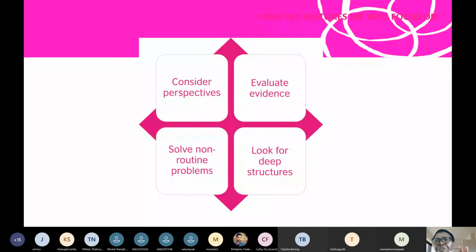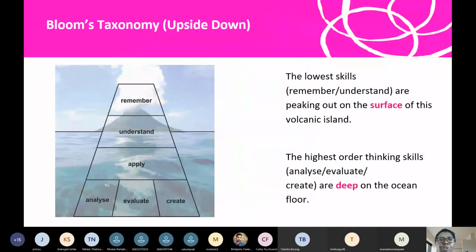So these 4 features are the 4 skills that learners must ultimately have. They must be able to consider perspective, evaluate evidence, solve non-routine problems, and look for deep structures. For them to be able to do this, it takes us to Bloom's taxonomy. You can see Bloom's taxonomy in that slide, which has been turned upside down. The lower skills are remember and understand.